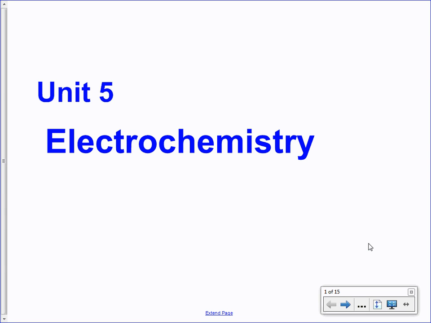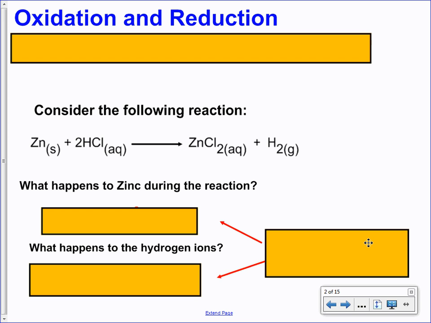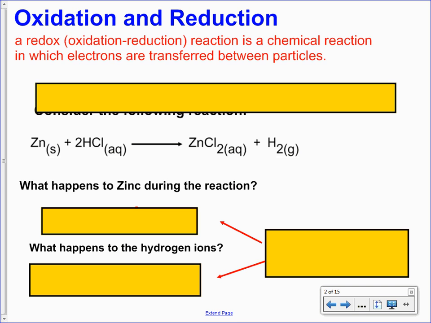Great. So this is an introduction into the fifth unit, electrochemistry. Within this, we'll generally be considering these two terms, oxidation and reduction. So what are they?